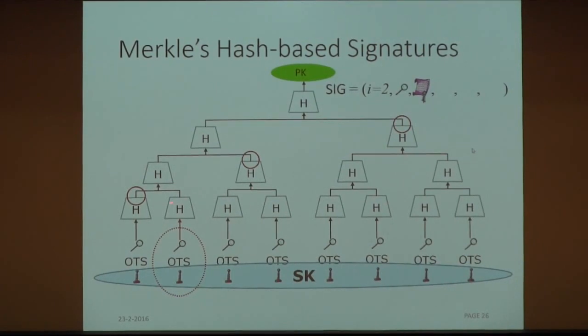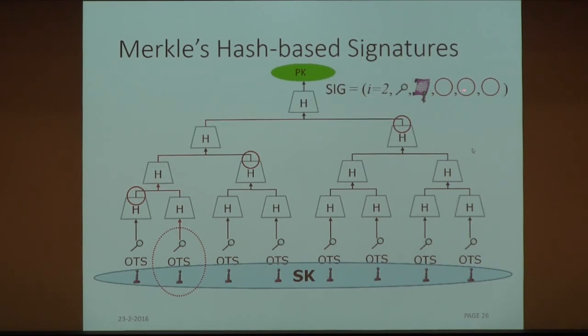And in addition, you put these nodes here, which are called the authentication paths, into the tree signature. And these nodes are later used by a verifier to verify the authenticity of the public key. So verification works as follows. The verifier uses the one-time public key to verify the one-time signature on the message.